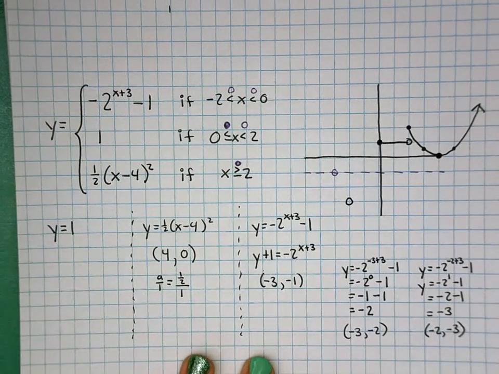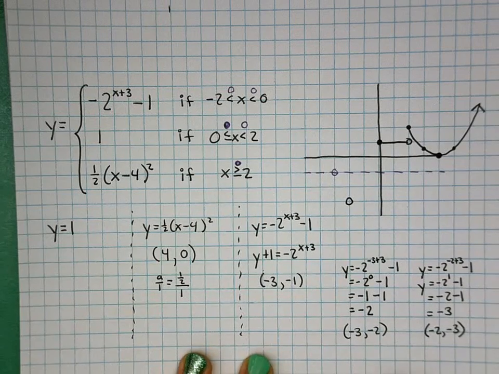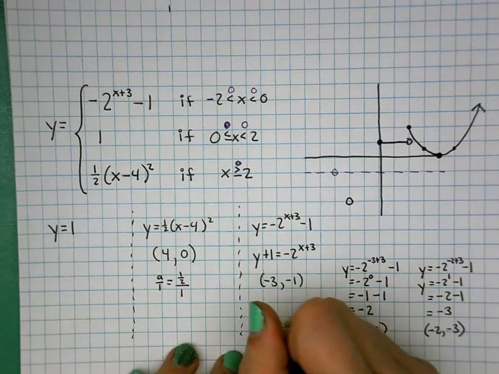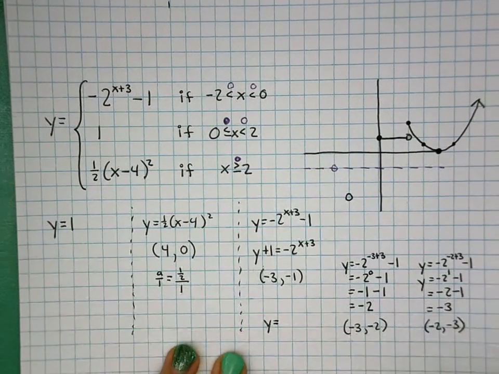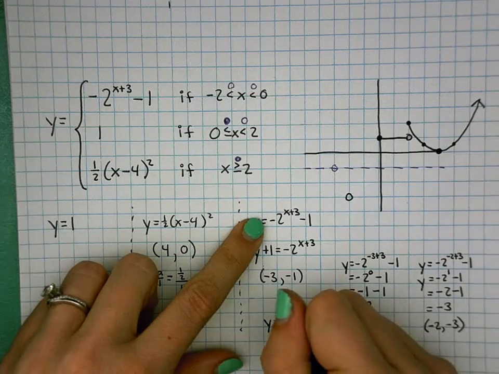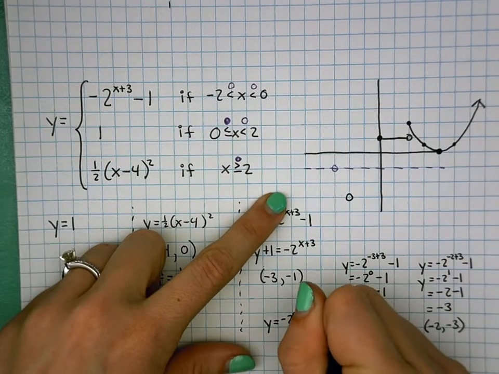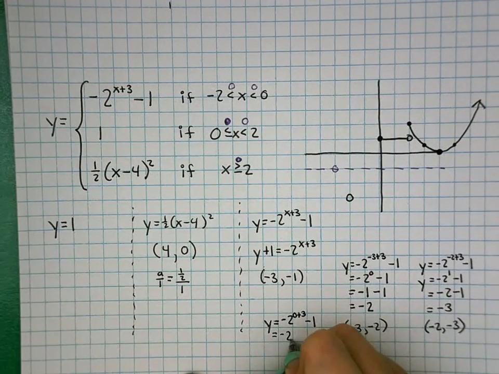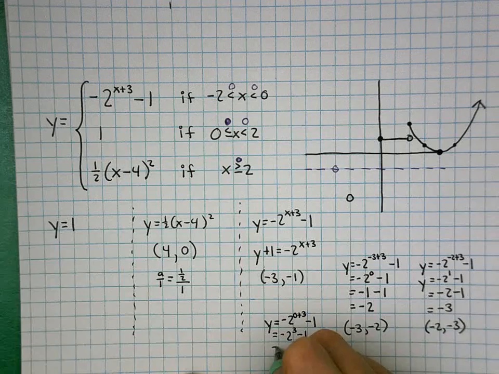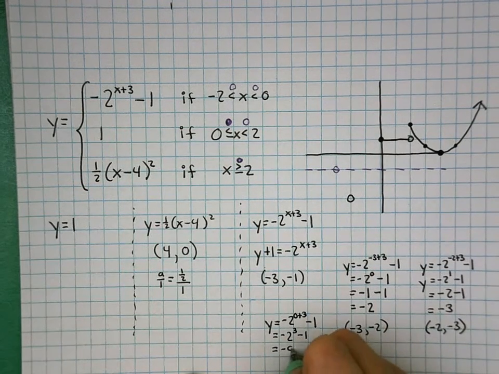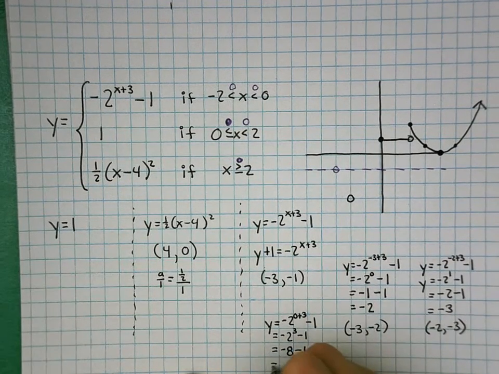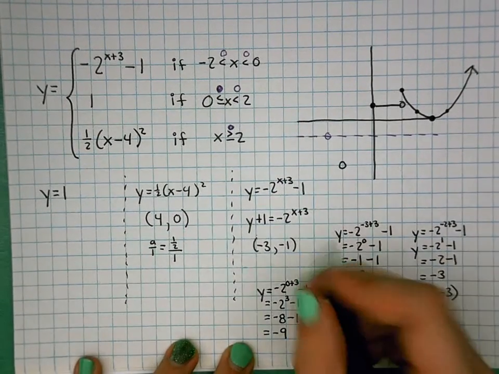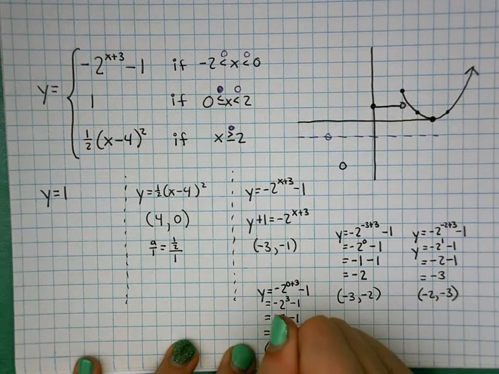Okay. And then last but not least, I'm going to go ahead and plug in 0. Let me do that here. Y equals, we have negative 2 to the 0 plus 3 minus 1, which is negative 2 cubed minus 1. 2 cubed is 8, so we're at negative 8 minus 1, which is negative 9. And so I have another ordered pair at x equals 0, y equals negative 9. And that's going to be a hole.